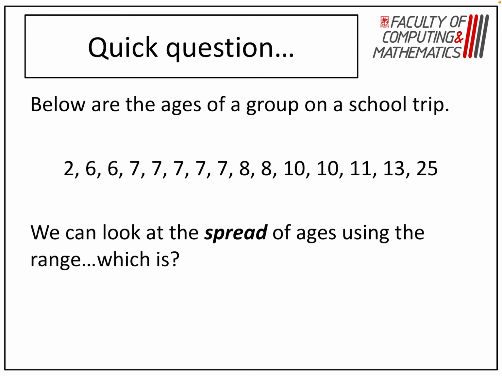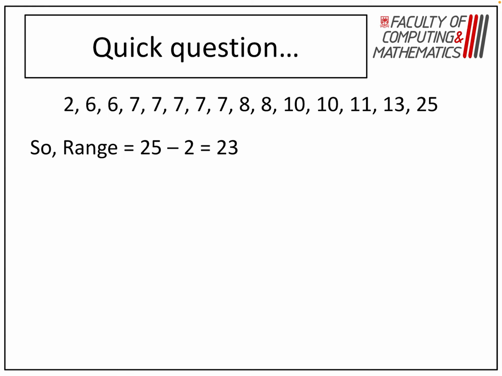So what we're going to start looking at is the spread of values. So below are the ages of a group on a school trip, and it tells us the ages of all the people who are on the school trip. So we want to look at the spread of these using the range. But if we use the range, this is going to be 25 take away 2, and that gives us 23. So that's saying that the spread of this data set, or the ages, is going to be 23.